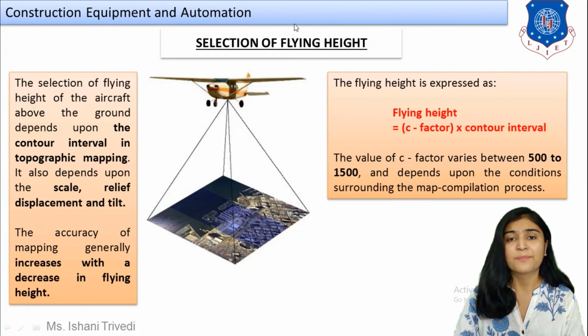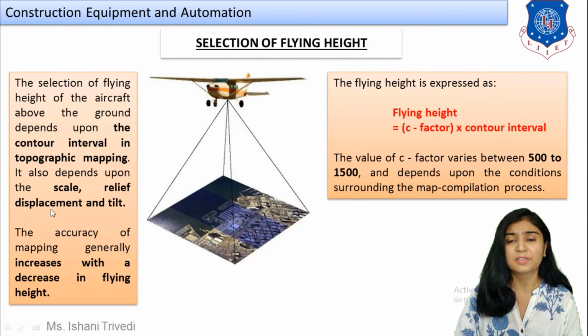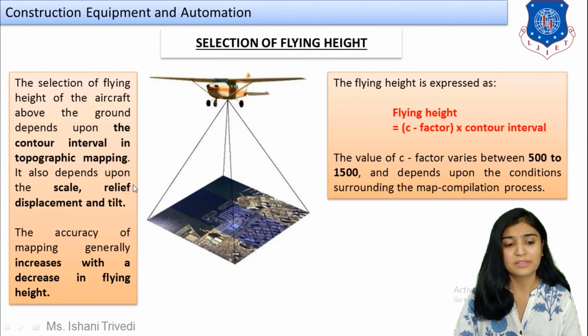and hence accuracy will also decrease. So the selection of the flying height above the ground depends upon the contour interval in topographic mapping. Right, it depends on the contour of the area. The contour map has to be referred to. It also depends on the scale, relief displacement and tilt, which we discussed.